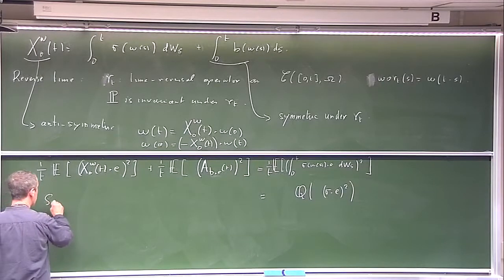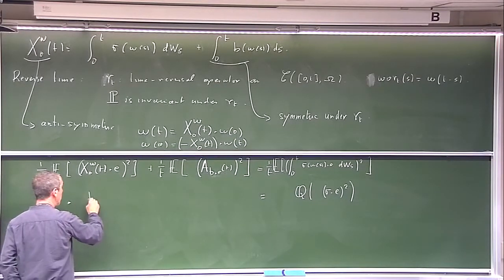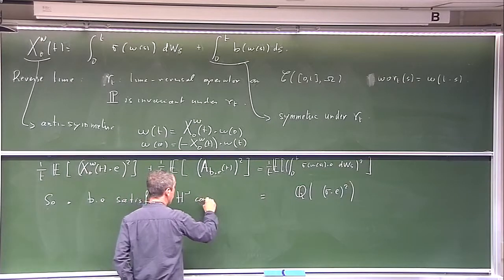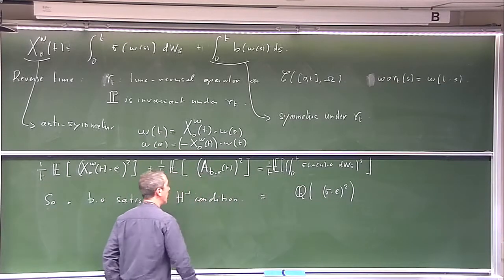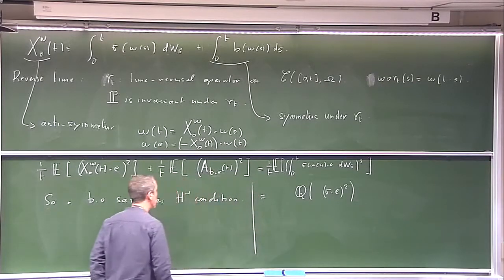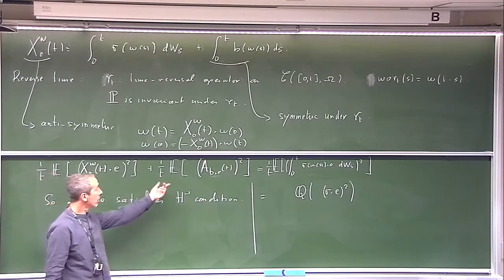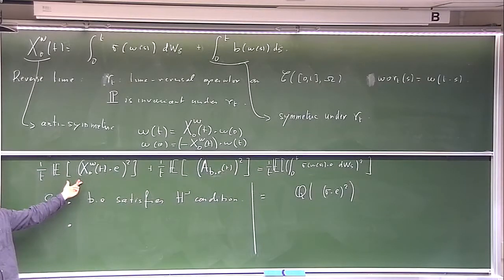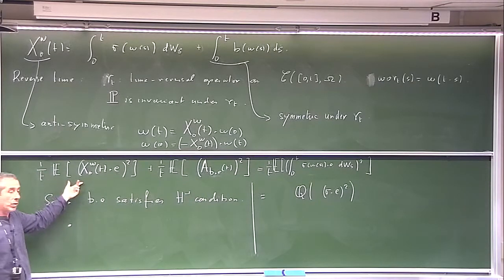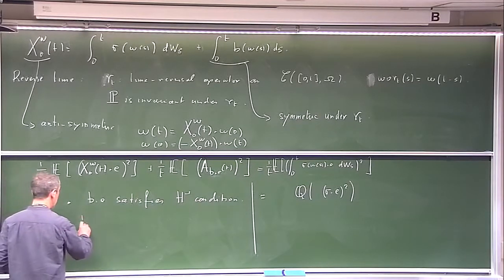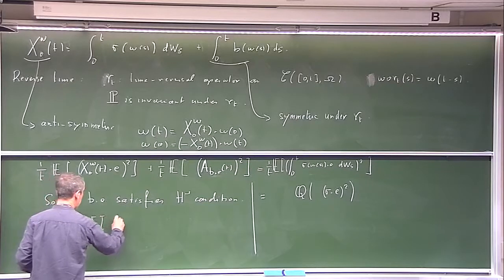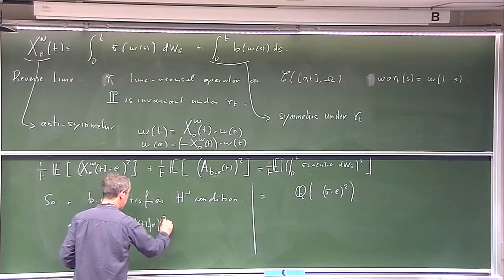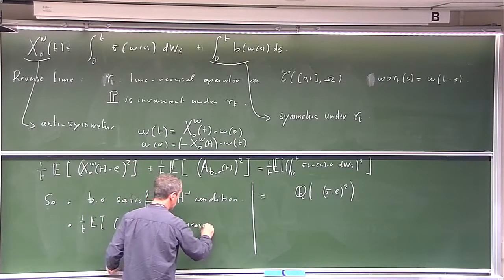So the conclusion is that there are two. First of all, that b dot e satisfies this H minus 1 condition. And there is another conclusion, which is that we saw that this term is non-decreasing. Therefore, that one is non-increasing, so it converges to a limit. So 1 over t times the expectation of x omega 0 of t dot e squared decreases to some limit.